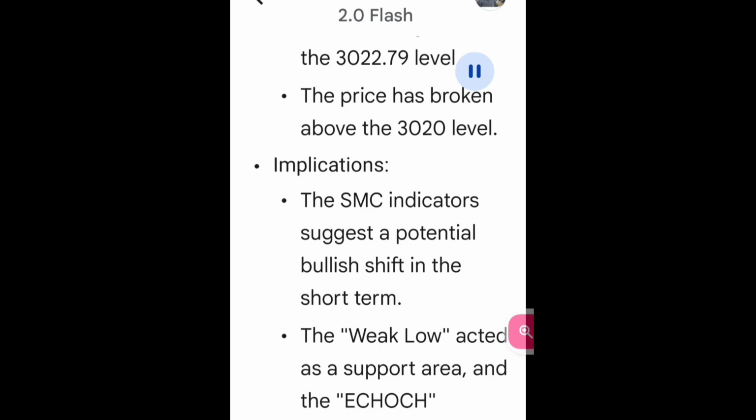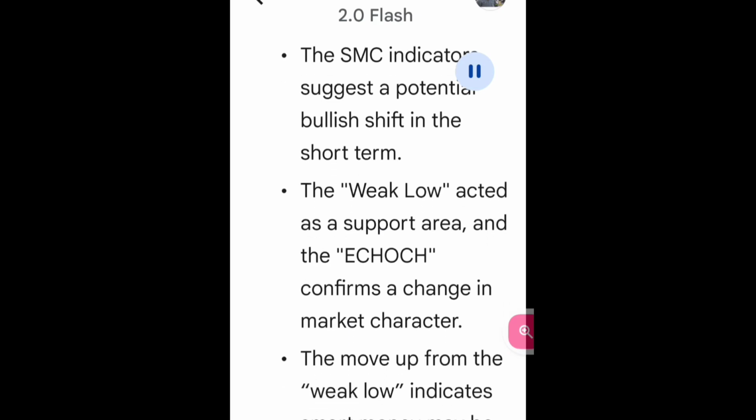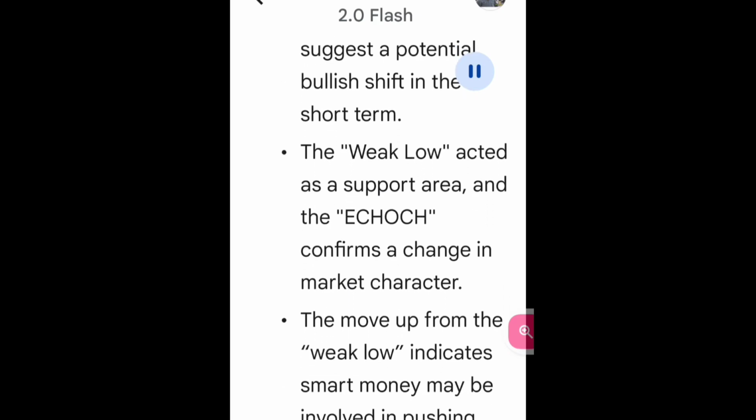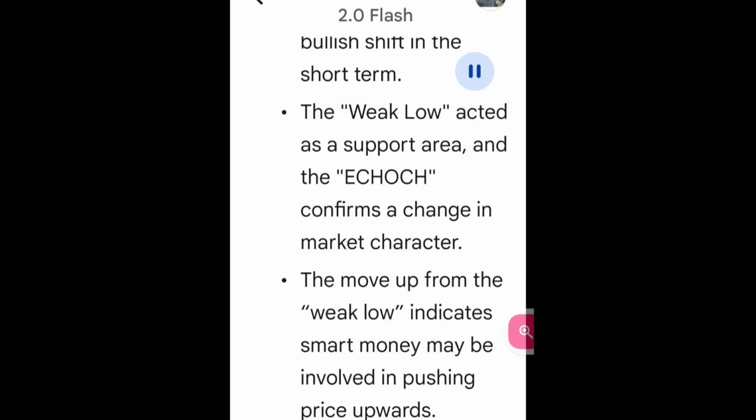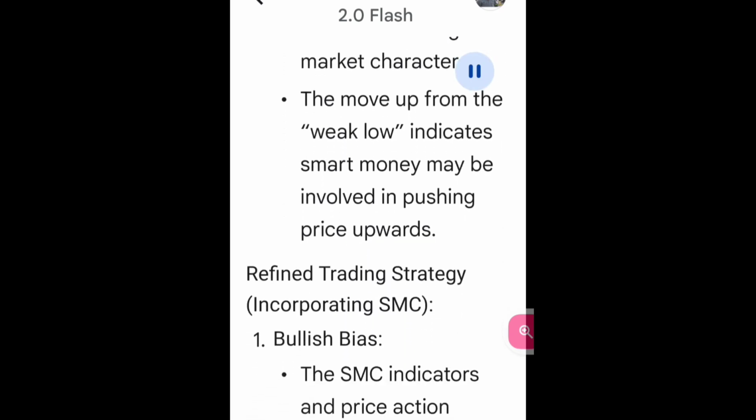Implications. The SMC indicators suggest a potential bullish shift in the short term. The weak low acted as a support area, and the ECHOCH confirms a change in market character. The move up from the weak low indicates smart money may be involved in pushing price upwards.